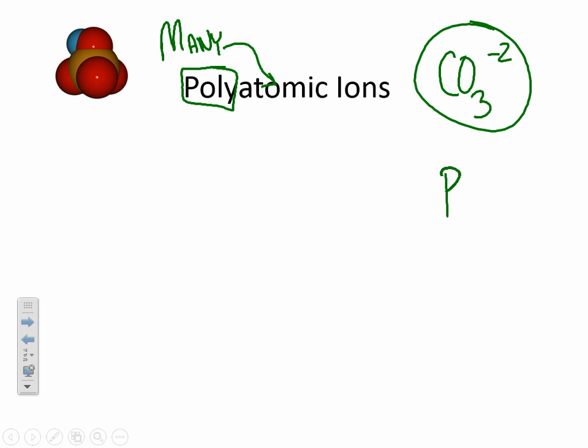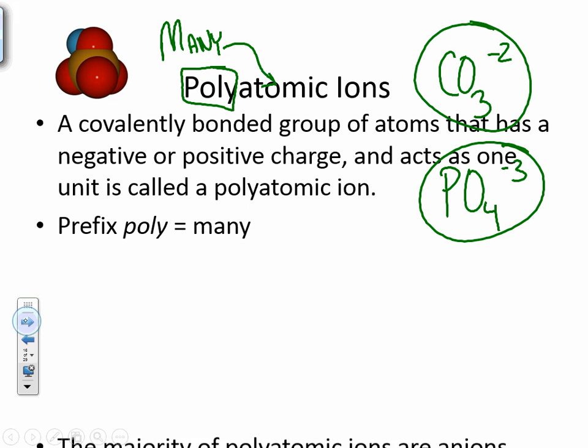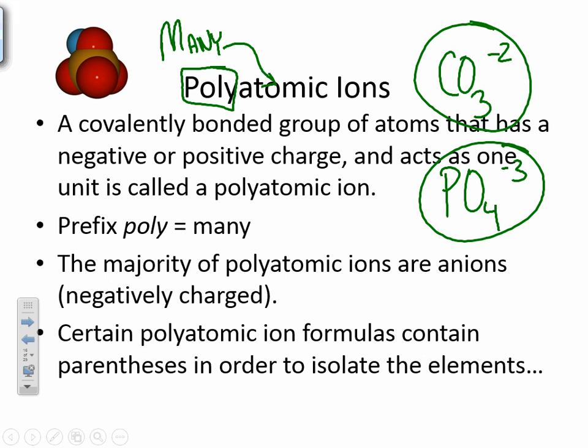We have 1 carbon and 3 oxygens, and it still has a charge. How about this one? PO4 has a charge of -3. 1 phosphorus, 4 oxygens, many atoms, and they have a charge. So polyatomic ions are many atoms with a charge. It's possible that you may see those here and there. You're going to get a sheet which kind of tells you what each one does. And it's possible that they are positive or negative. Like I just said, the prefix poly means many. And most of them are negatively charged. That's all I want you to know. What I wrote in green is the big part for polyatomic ions.